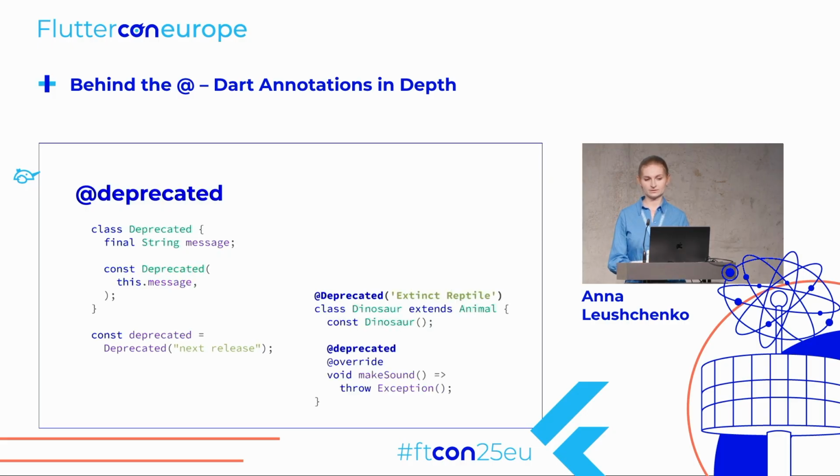And this instance can be used directly, just as the override annotation above the make sound method, or we can create different instances using the const constructor, providing a custom message as we have above the dinosaur class itself. The main point is to have a const class constructor and its instances as const, and that's it. An annotation is just a constant.